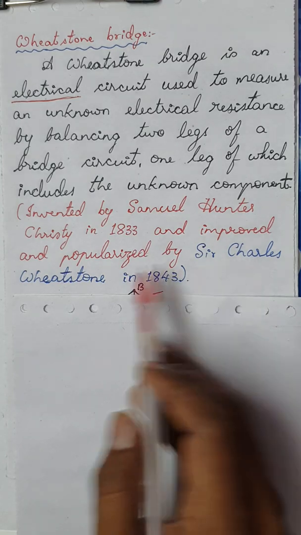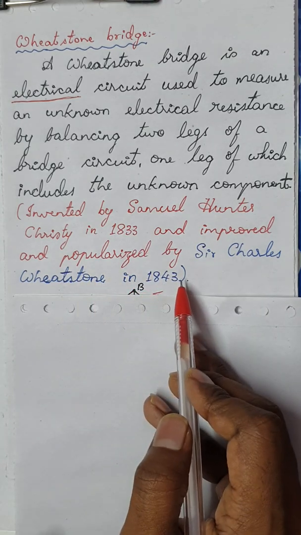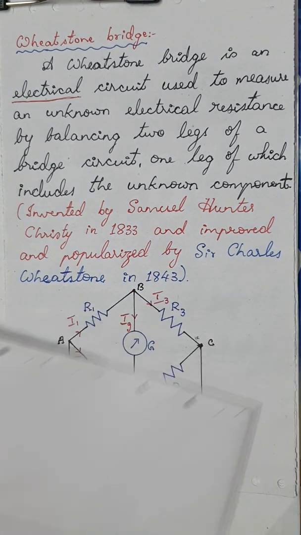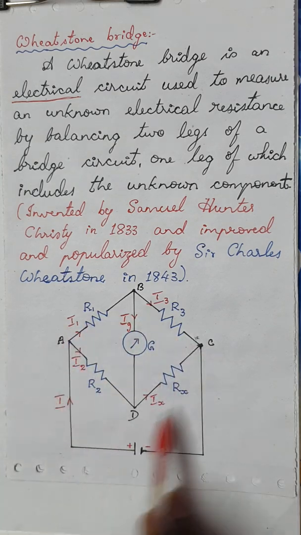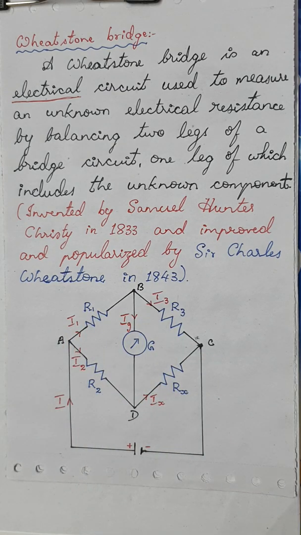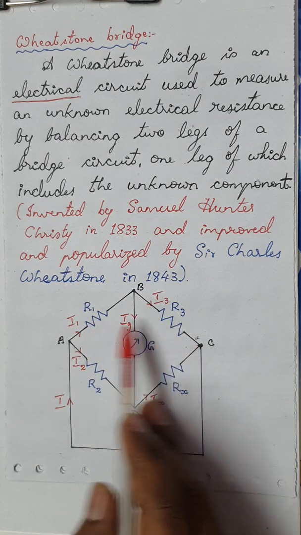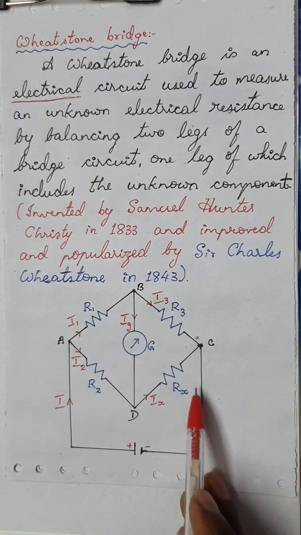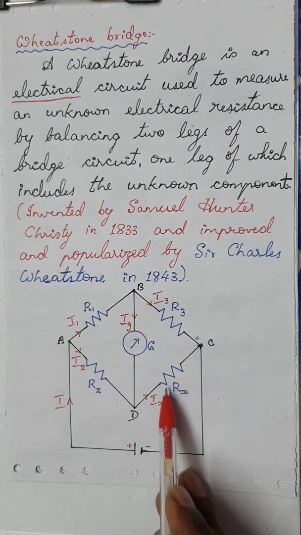It was invented by Sir Charles Wheatstone in 1843. So how does the Wheatstone Bridge look? It will look like this. You will have 4 resistors, R1, R2, R3, and this is the unknown resistance.